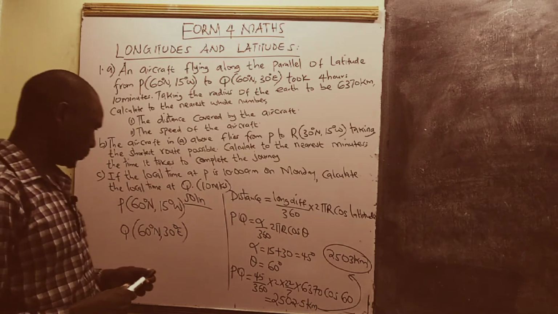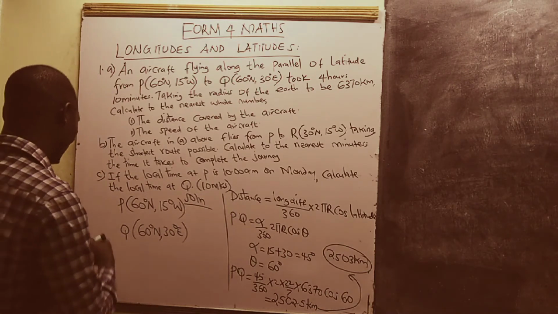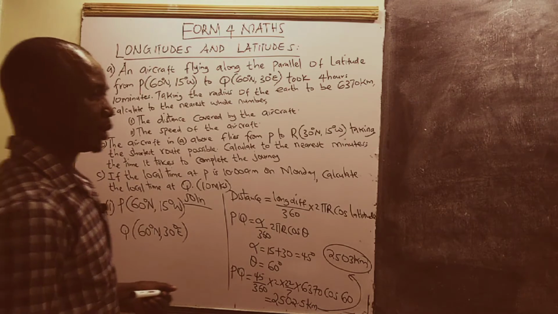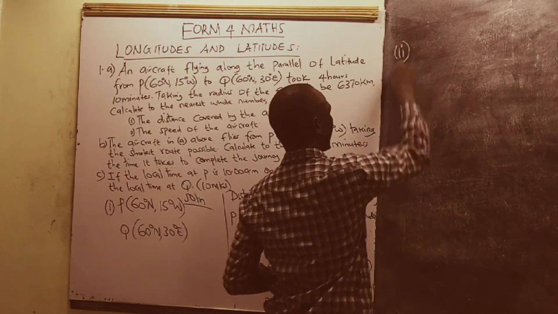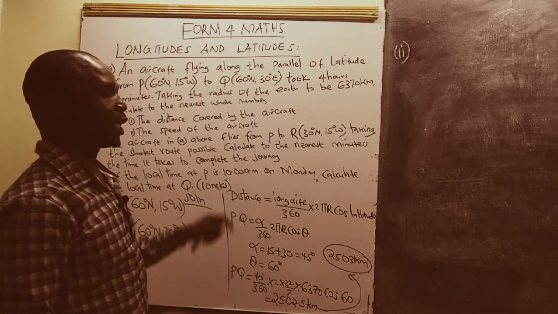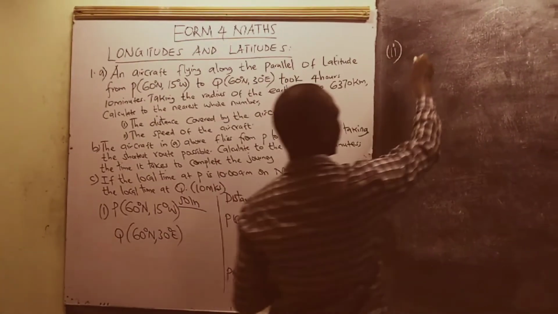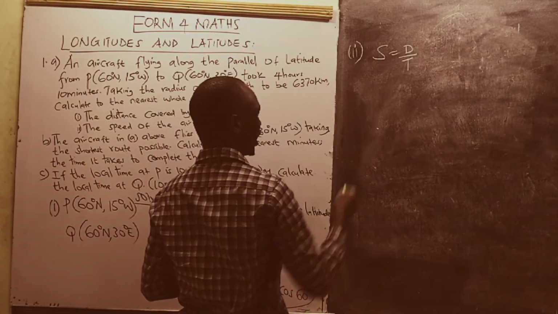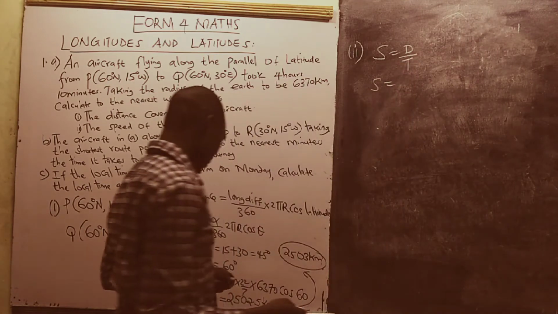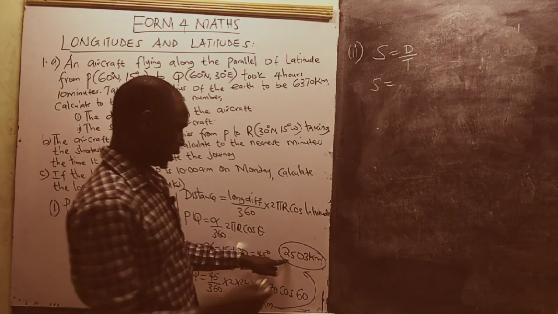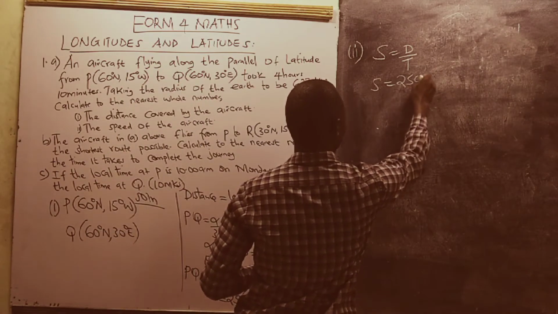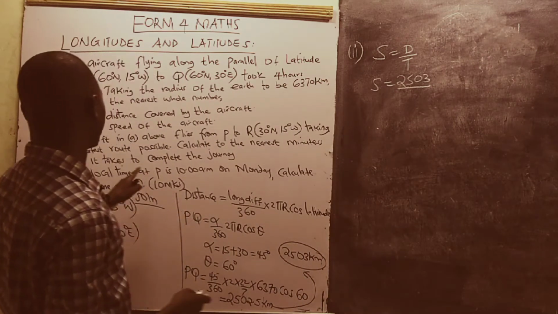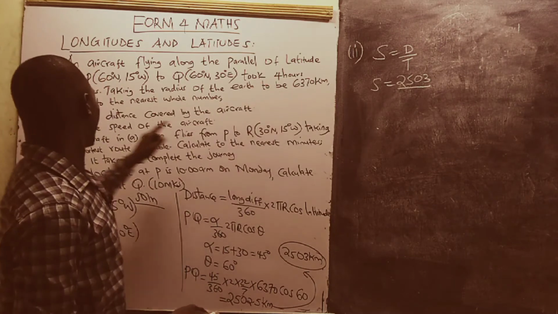Then Roman 2 of the question. We are supposed to calculate the speed of the aircraft. How do we calculate the speed? Speed is always given by distance over time. Our speed is equal to the distance that we have calculated, 2503 kilometers, divided by the time. We were told that the time is 4 hours 10 minutes.